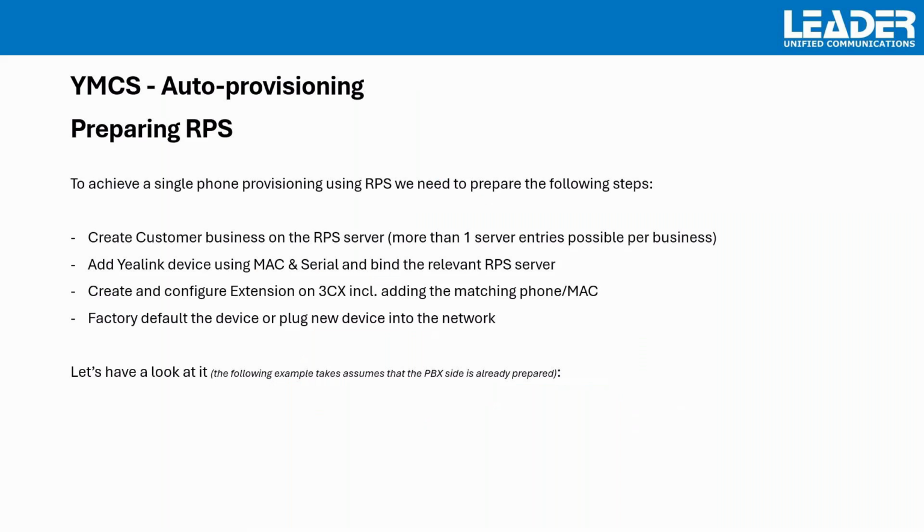To achieve a single phone provisioning using RPS, we need to prepare the following steps. Create the customer business on the RPS server, more than one server entries possible per business. Add Yealink device using MAC and serial and bind the relevant RPS server. Create and configure an extension on 3CX, including adding the matching phone MAC. Factory default the device or plug a new device into the network.